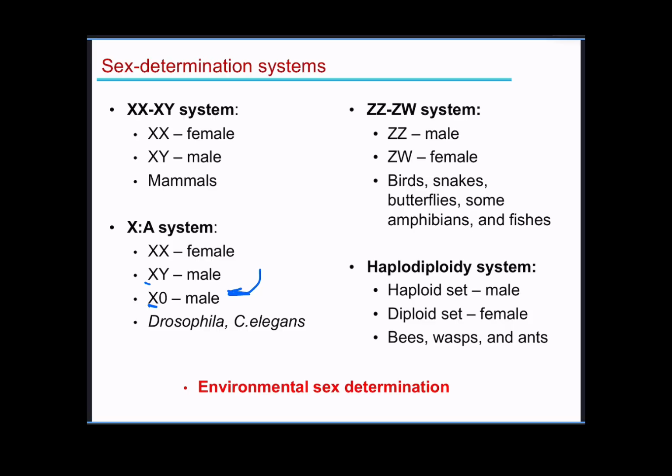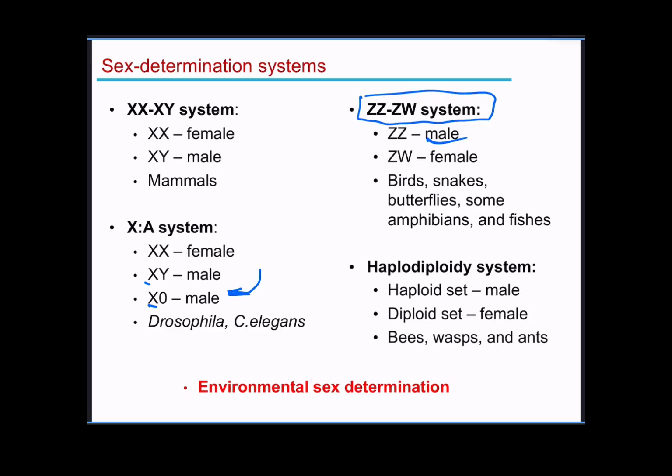Birds, snakes, butterflies, amphibians, and fishes have the ZZ-ZW system, similar to the XX, XY system, except that the homogametic sex is male, meaning that when individuals have two of the same chromosome, in this case the Z chromosome, they're male, and the heterogametic individuals are female, right? And we call them homogametic or heterogametic because they will be producing only one kind of gamete, the males, or two kinds of gametes, the females.